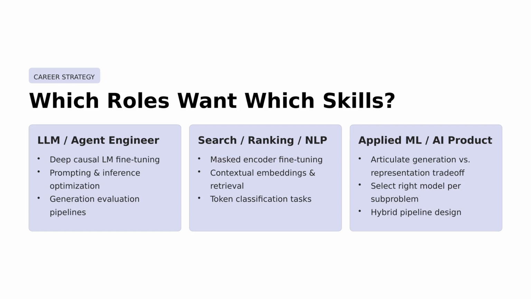This slide connects skills to career paths. For LLM or agent engineering, the focus is causal language model fine-tuning, prompting, inference optimization, and strong evaluation pipelines. Search, ranking, and NLP roles lean more on masked encoder fine-tuning, embeddings, retrieval, and token-level tasks. And in applied ML or AI product work, success often comes from choosing the right model for each subproblem and designing hybrid systems that balance generation with representation.